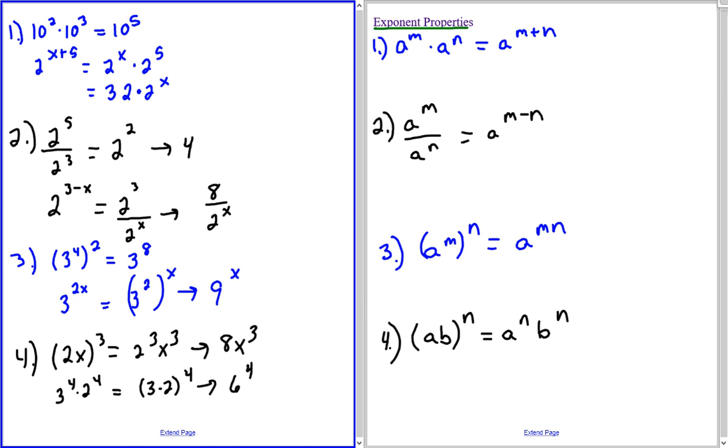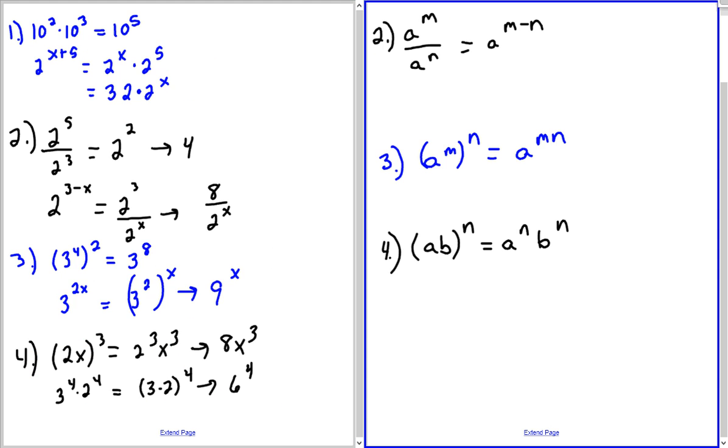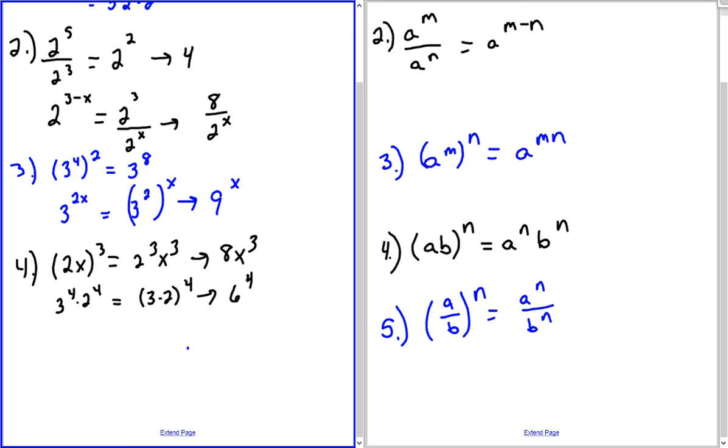We also have one for division that's similar. So property 5 is division, so (a divided by b) to the n. That's equivalent to a to the n over b to the n. And then the typical example would be like (2/3) squared. That's equivalent to 2 squared over 3 squared, which therefore becomes 4/9.